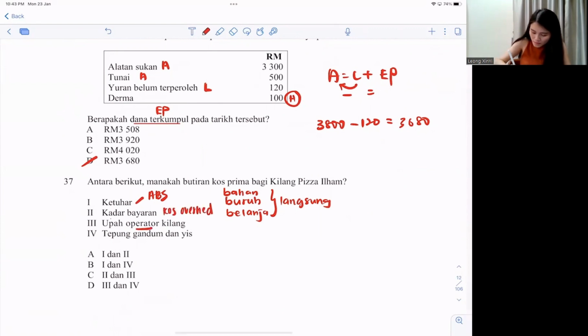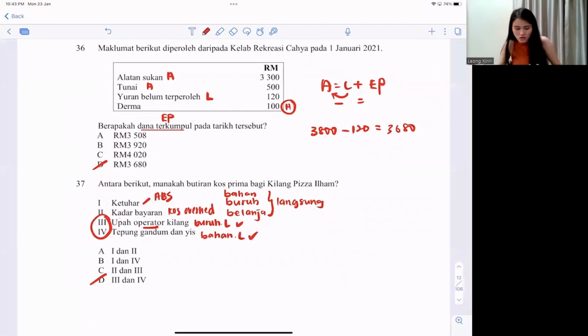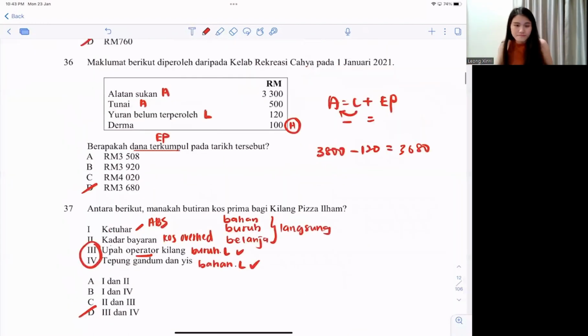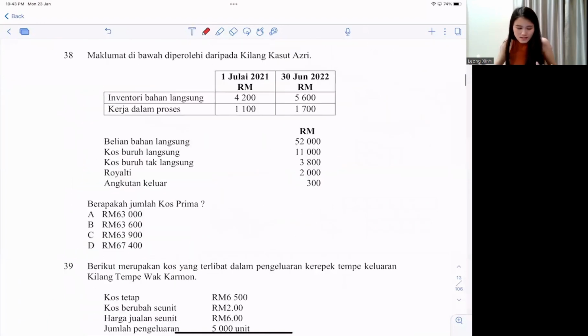Upah operator, yes. Operator is buruh langsung. Tepung gandum dan yeast, yes, this is your ingredient. Bahan langsung. So answer is 3 and 4. D. So this page all is D. D. Continuous.